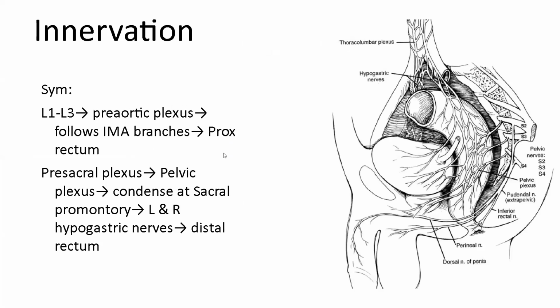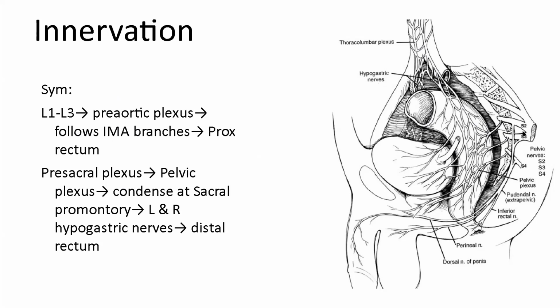Next, coming to the innervation. We know that the rectum, being an endodermal derivative, is supplied by the autonomic nerves. The sympathetic supply to the upper rectum comes through the L1 to L3 vertebral level, and this forms the preaortic plexus, which follows the branches of the IMA and supplies the proximal rectum. The distal rectum is supplied by the presacral plexus, which forms the pelvic plexus and contents at the sacral promontory.